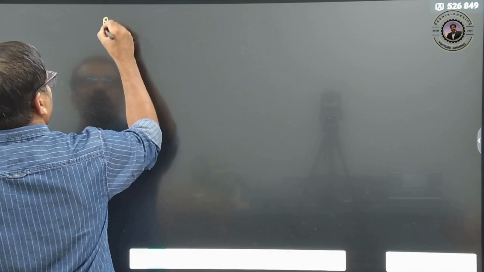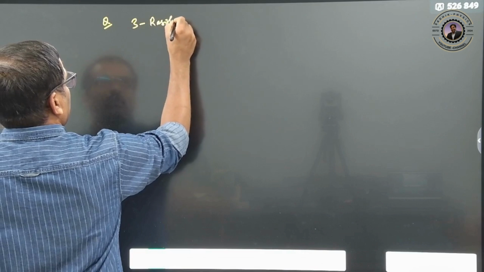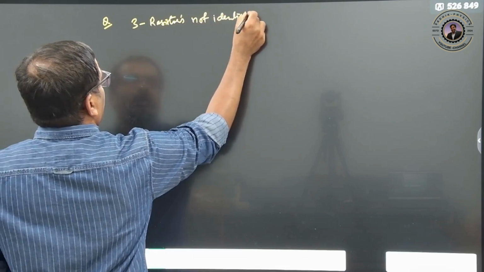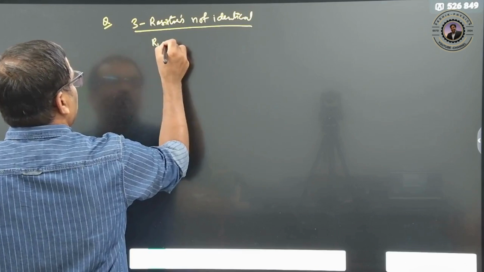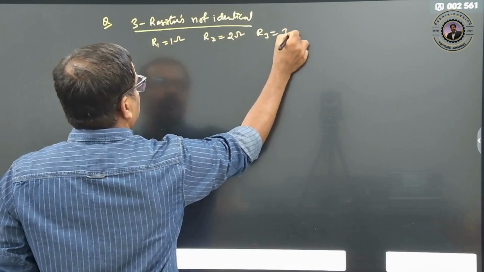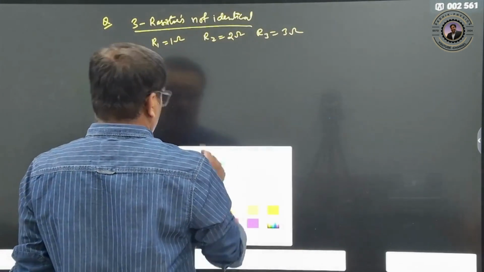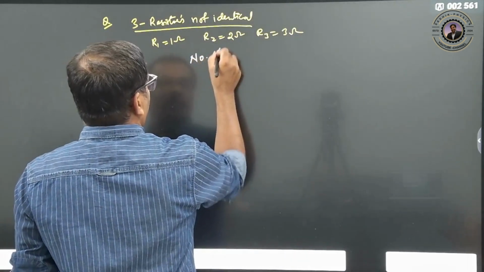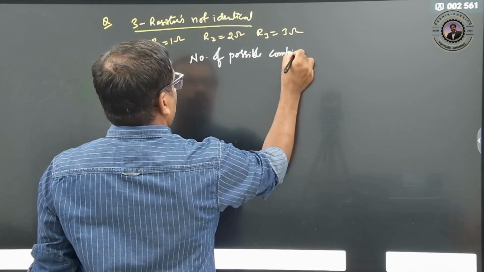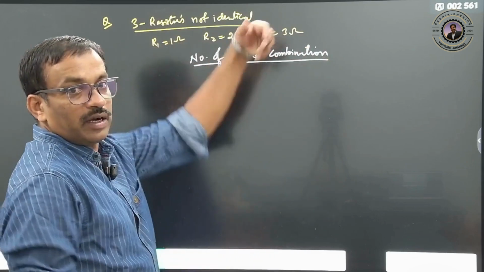Next question: 3 resistors which are not identical are given. R1 is 1 ohm, R2 is 2 ohm, R3 is 3 ohm. We have to find the number of possible combinations and their equivalent resistance, and draw the circuit diagram.